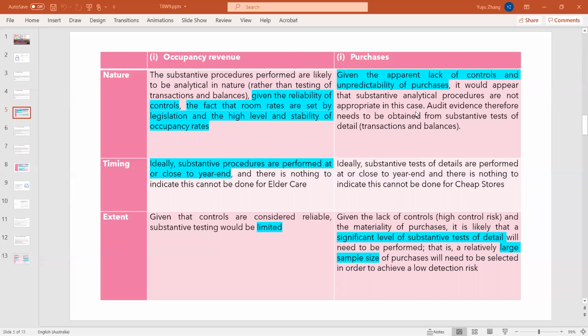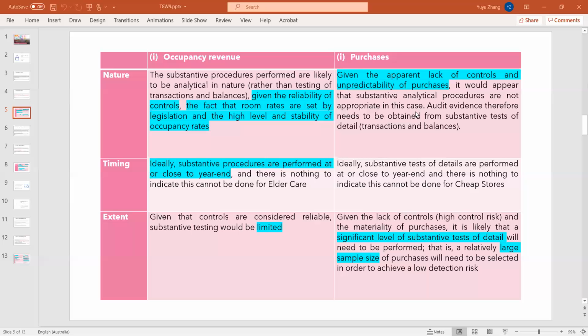Ideally, substantive test of details would be performed at or close to the year end. So in the Cheap Store case, it could also be done close to or at the year end. However, because a lot of tests would also be about transactions, if it is possible, it could also be done at the interim stage.